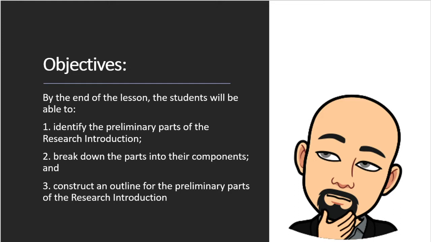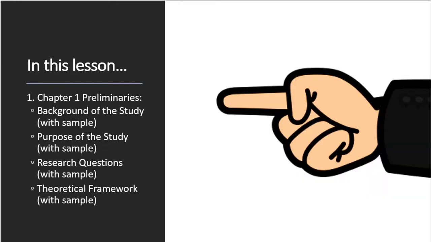So what are we going to talk about today? Today we're going to talk about Chapter 1. And this is the first part of your qualitative research. And in this preliminary lesson, we will focus on the first 4 parts of Chapter 1, which are the background of the study, the purpose of the study, the research questions, and the theoretical framework.